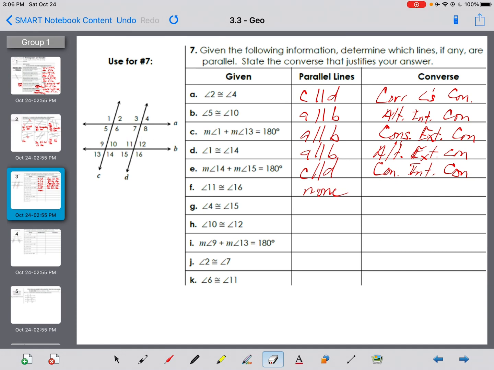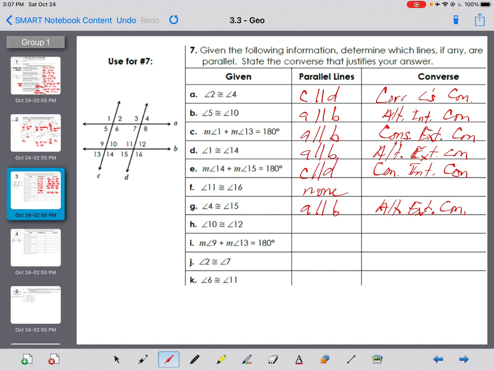Okay. Now, take a pause. You try G through K. And we're back. Let's see what we get. Angle 4 and angle 15. Different sides, outside. So yes, that's going to be A parallel to B. That's alternate exterior converse.